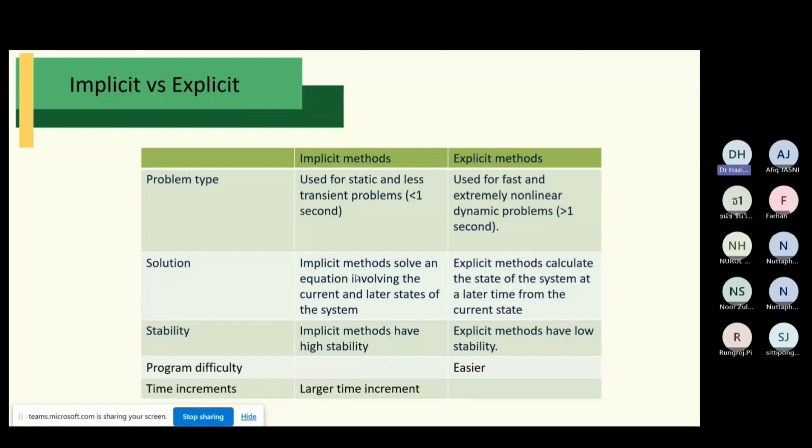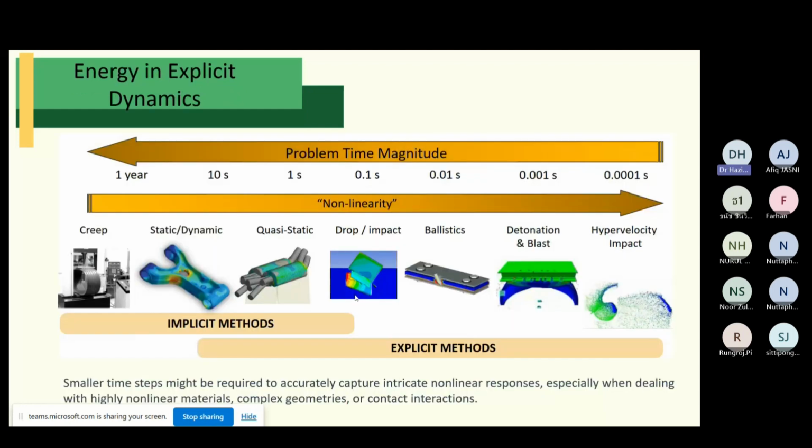This is how the solver operates. The implicit method has a high stability compared to the explicit method. From this image, you can see more detail. For example, the implicit method covers creep, static, dynamic, and quasi-static. So you select the implicit method when the time is more than 1 second and less nonlinearity is involved. Basically, anything less than 1 second is an explicit problem.